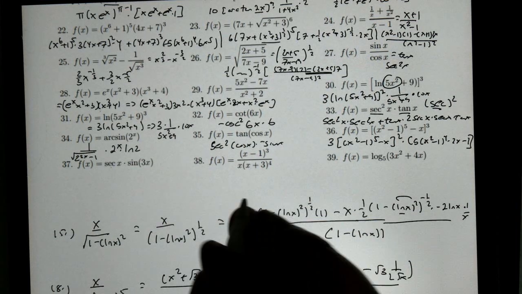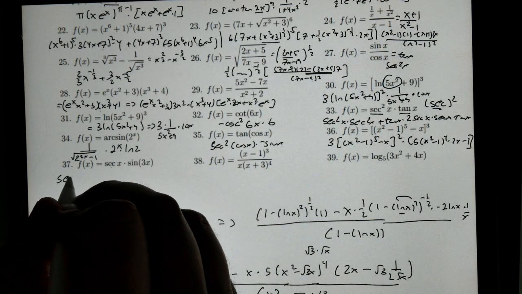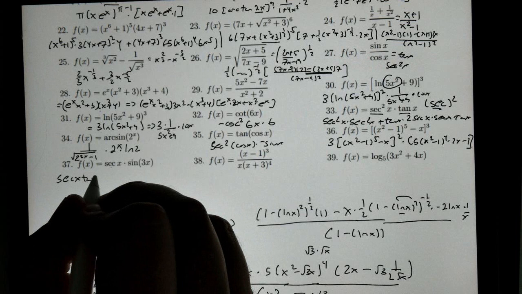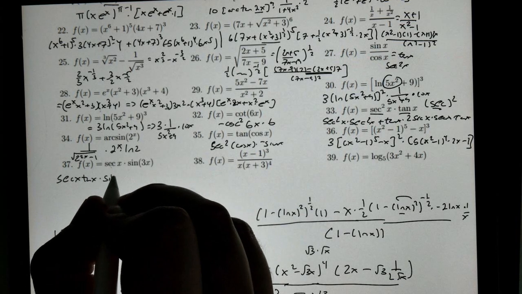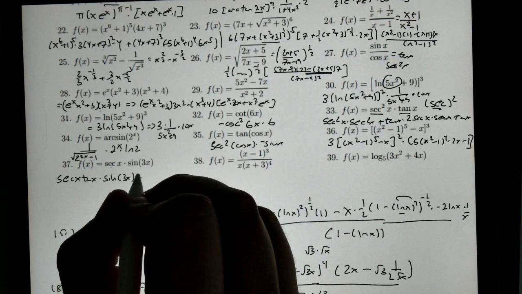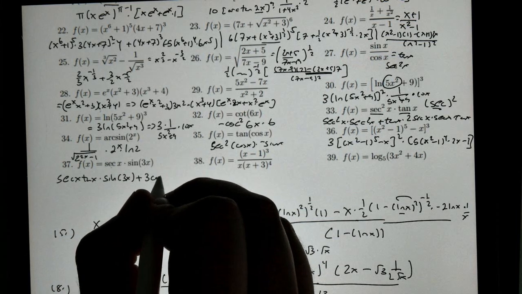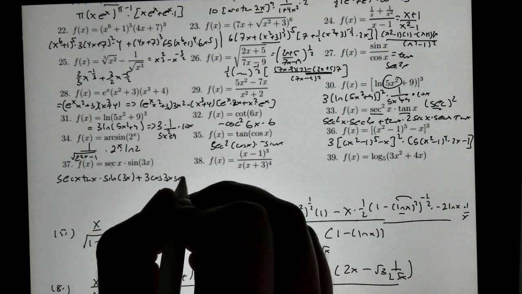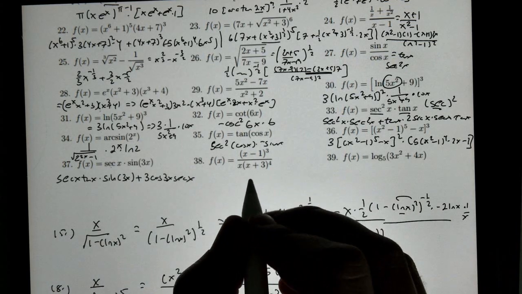There's your derivative. Over here, just product rule. Derivative of secant is secant x tangent of x, the derivative of the first times the second. I messed that up. That's okay. Order doesn't really matter for product rule. Plus the derivative of the second, which is 3 cosine 3x, times the first, secant of x. There's your derivative.